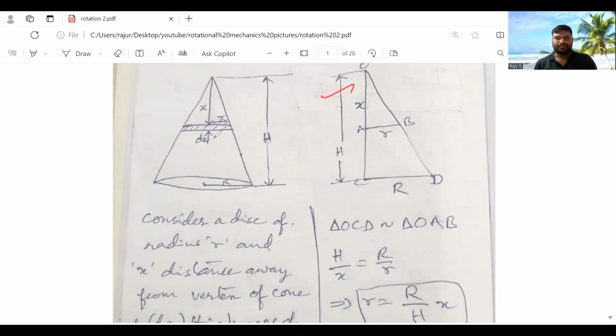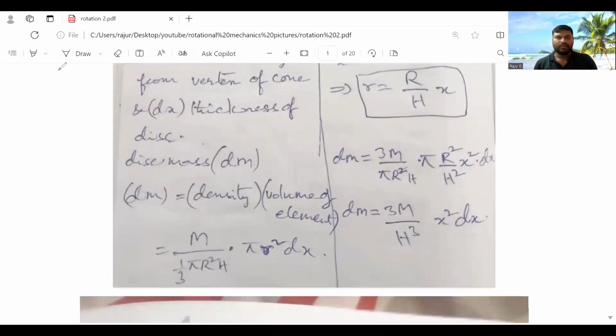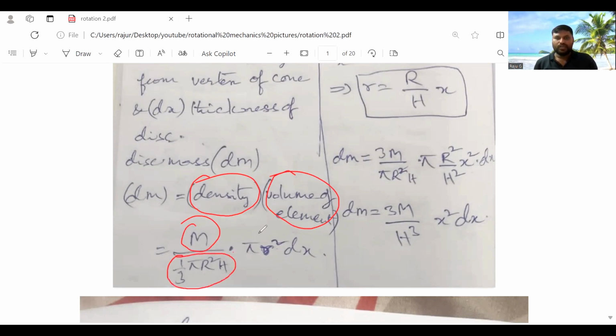Look at this picture. This is an element whose radius is small r, and which is at a distance x from the vertex of the cone, and dx thickness, and its mass is dm. To find the mass of this elemental disk, dm is equal to density of the cone multiplied with volume of the element. Density of the cone is mass of the cone divided by its volume, 1 by 3 pi r square h, into volume of the element.